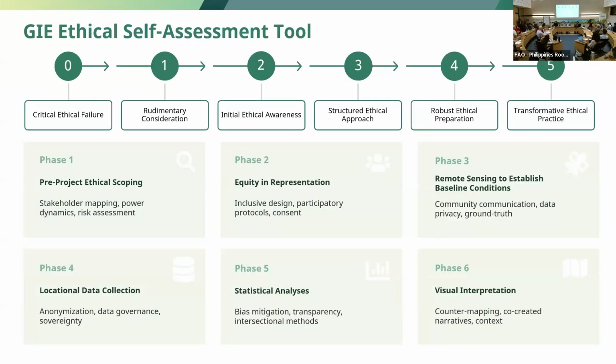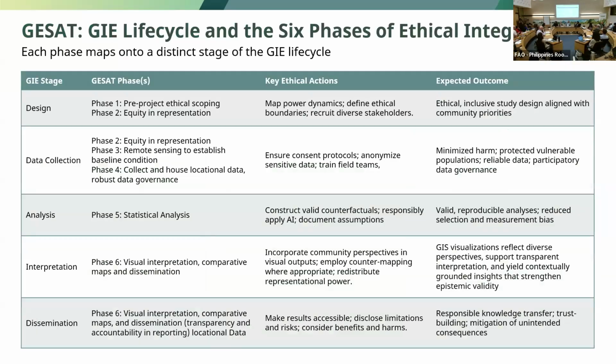There we go. 0 to 5 scale. And it has 6 phases. So we look at pre-project ethical scoping, equity and representation, remote sensing to establish baseline conditions, locational data collection, statistical analysis, visual interpretation. Goes all the way from 0 of critical ethical failure to 5 across all of these phases. And we believe that the phases beautifully nest into the GIE stages of design, data collection, analysis, interpretation, dissemination.